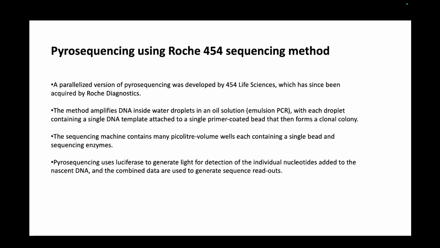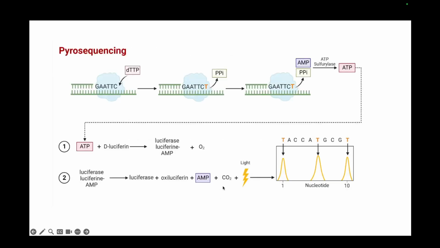Pyrosequencing uses an enzyme called luciferase, which generates light, and this light is detected for individual nucleotides added to the nascent DNA. Using the amount of light being generated, you can combine the data to get the whole sequence readout. So this is the overview of how it happens.